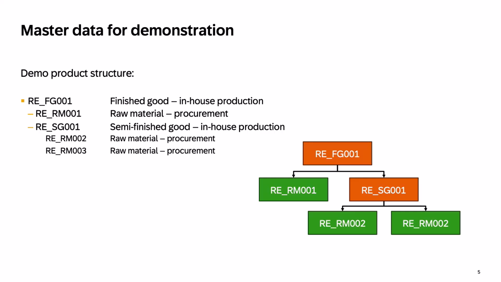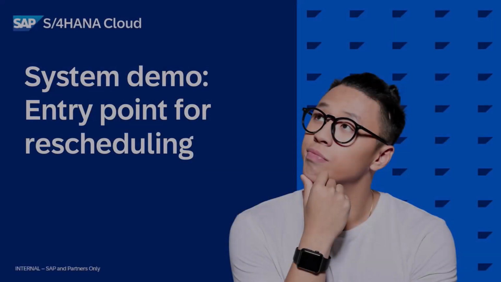Before we begin the hands-on demonstration, let's take a quick look at the master data structure used throughout this learning module. We will be working with a simplified demo product structure that includes a finished good, a semi-finished good, and 3 raw materials. This structure will serve as a foundation for demonstrating how rescheduling works across different stages of production and procurement.